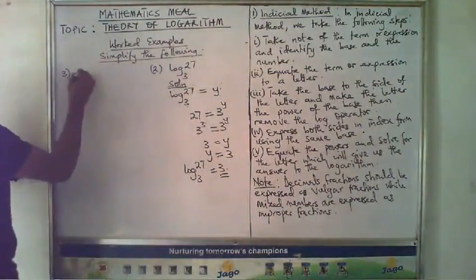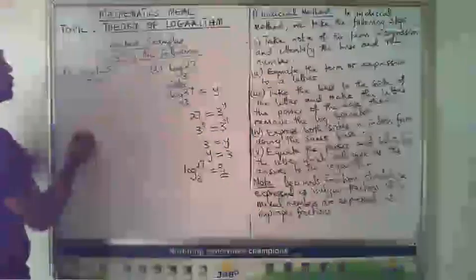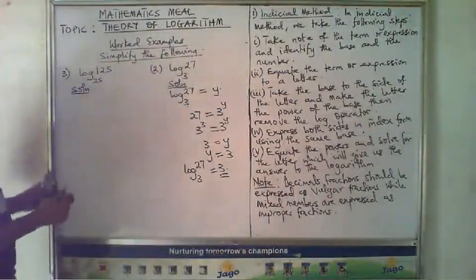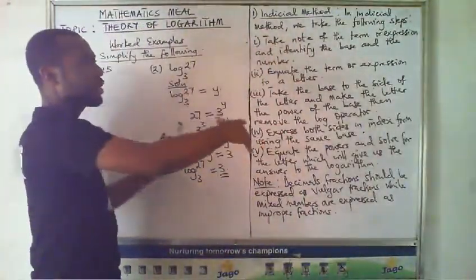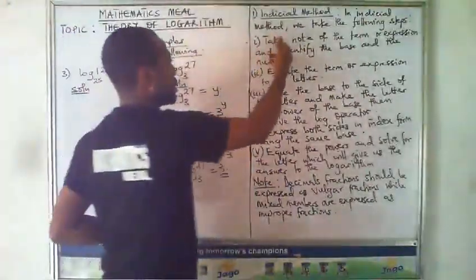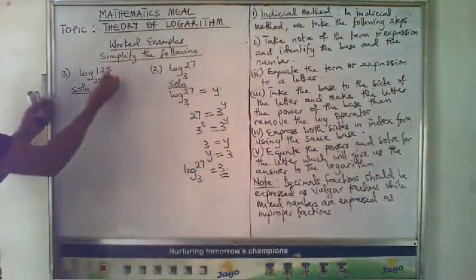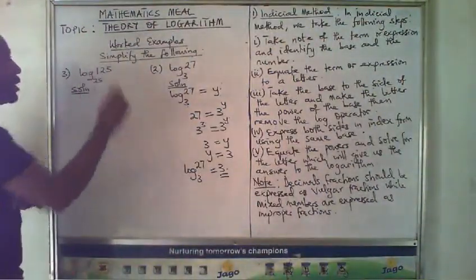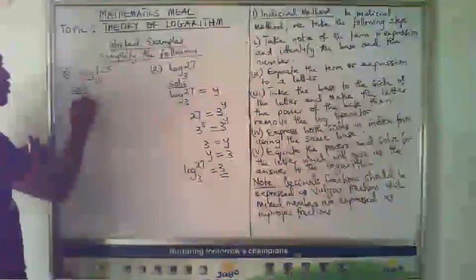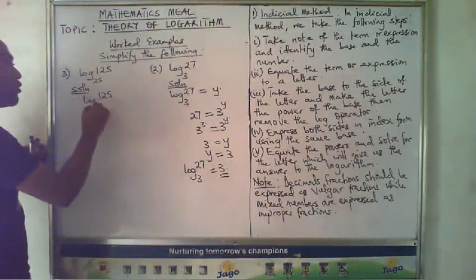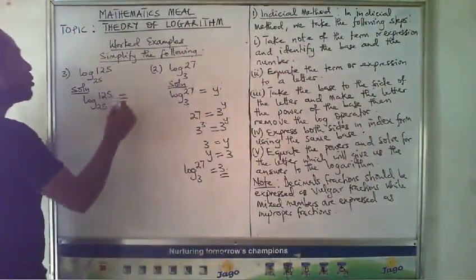Example number 3. If I have log 125 in base 25. Remember our steps. I decided to leave this so that we'll just be making reference to it. Take note of the term or expression and identify the base and the number. We have taken note of this. The number is 125. The base is 25. So we have log 125 in base 25. They say equate the term to any letter. We have used x, we have used y.